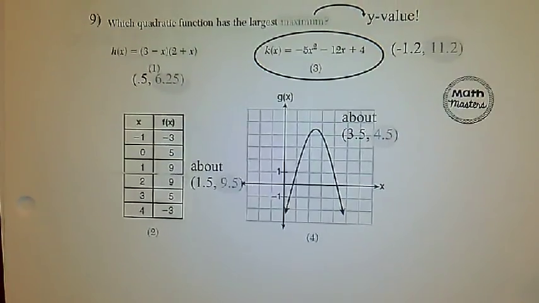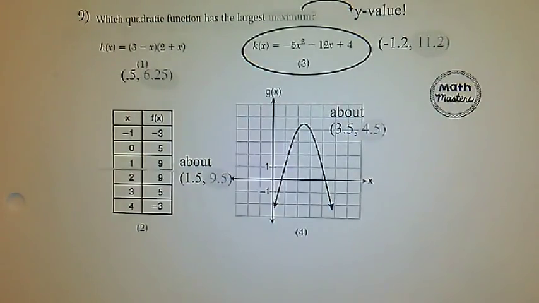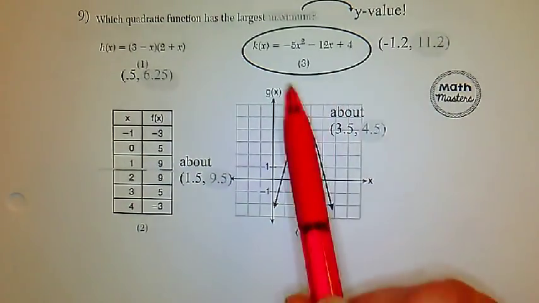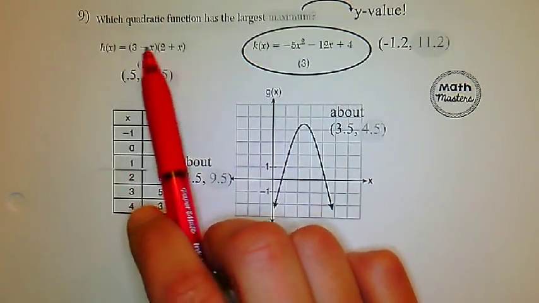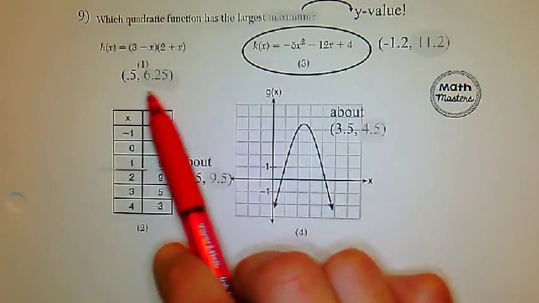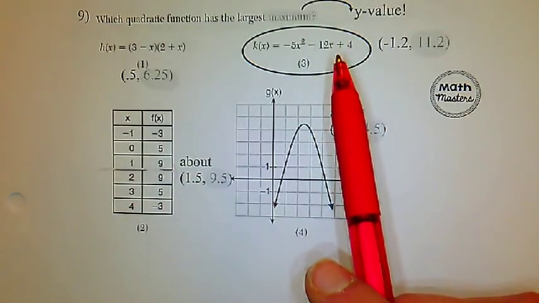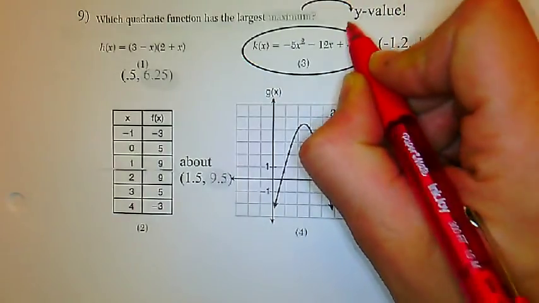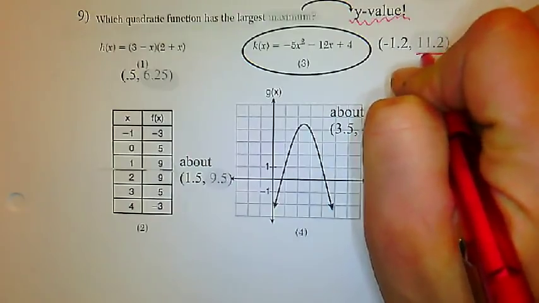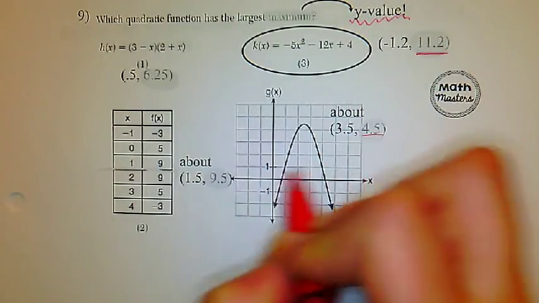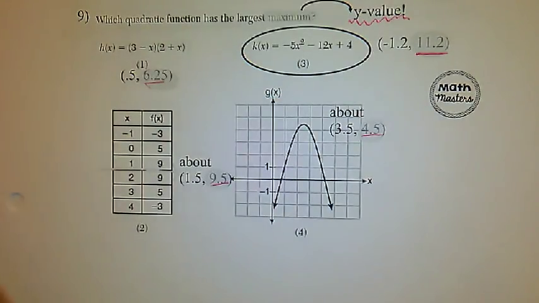Alright, and the last one, we are trying to find the largest maximum. So what you need to do is find the vertex for each of these functions. So again, I would just put this into your calculator and see where the vertex is. Vertex, vertex, vertex. And again, we're looking at the y value. Okay, the y value. So you can clearly see that number 3 is 11.2, 4.5, 9.5, 6.25. So number 9 is 3.